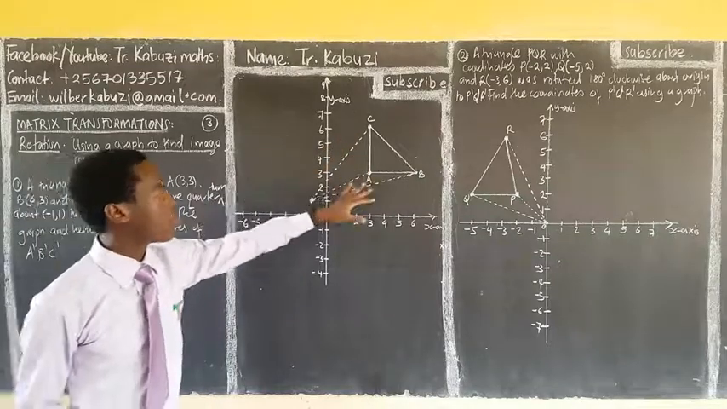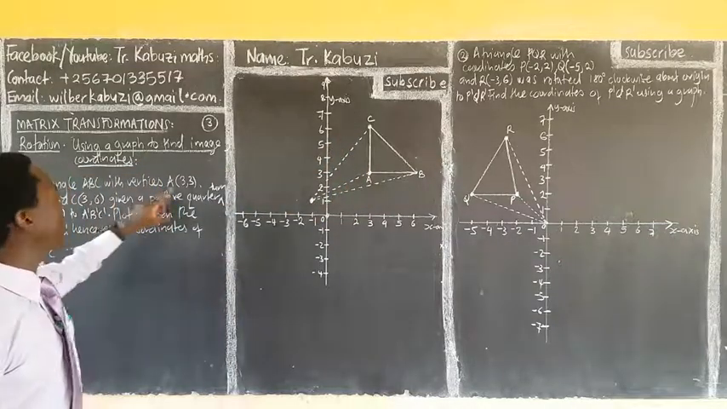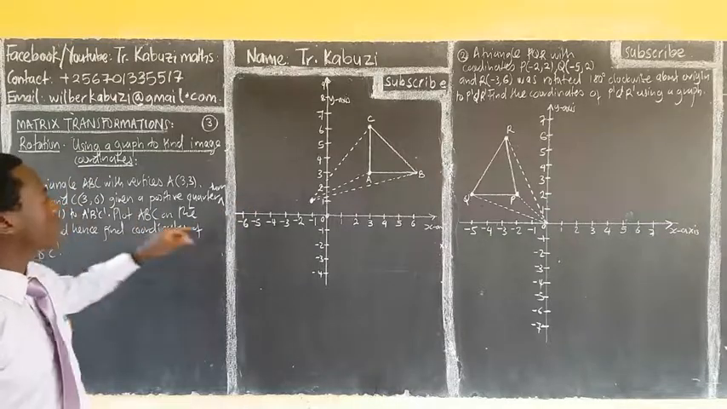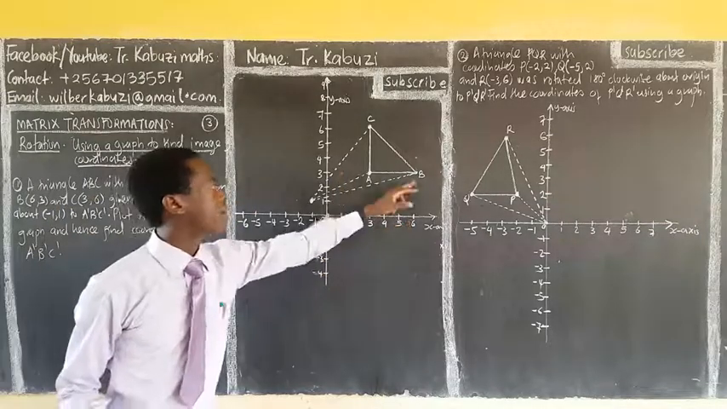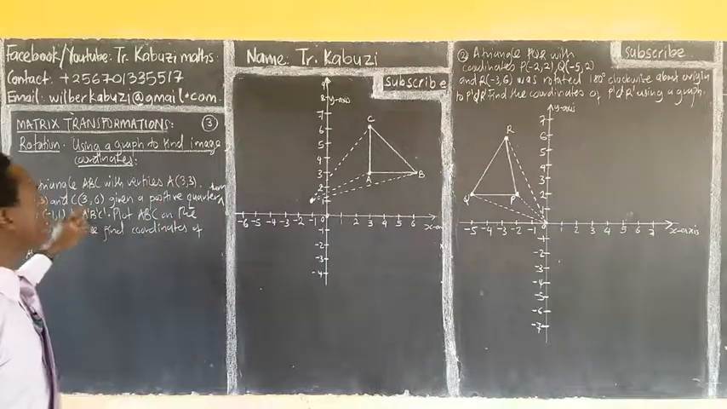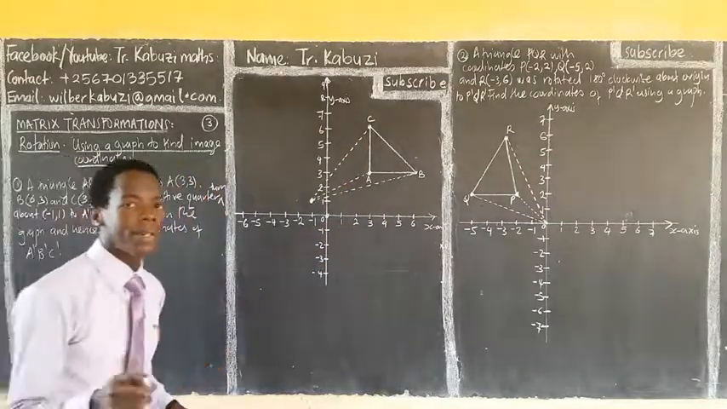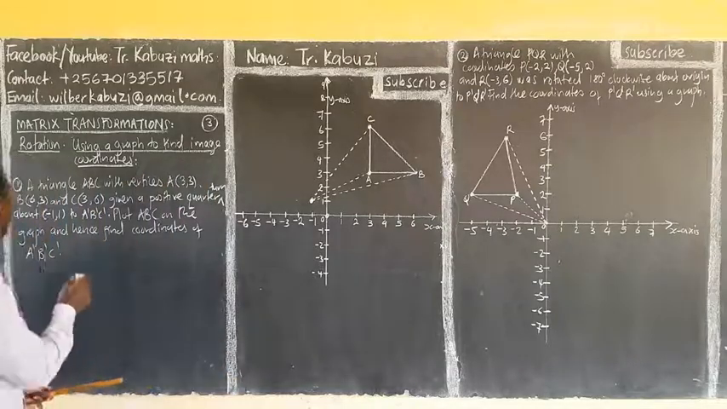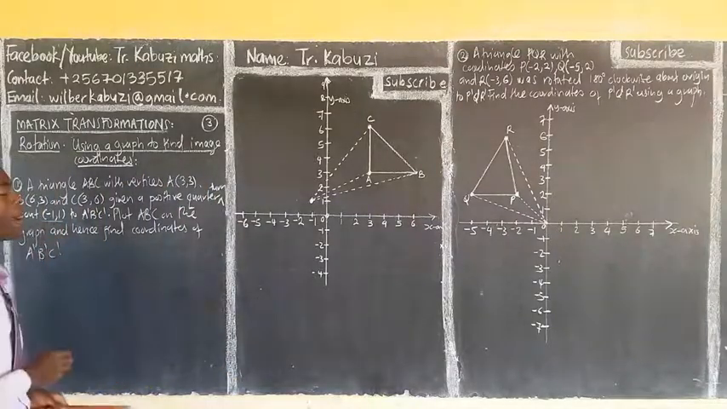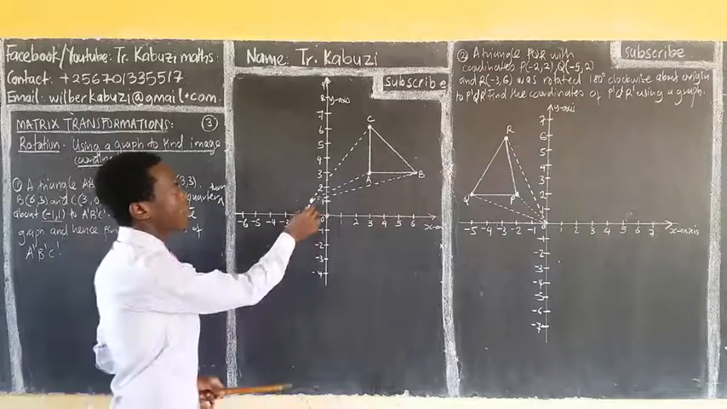So you first put your triangle. Your A is (3, 3) there. Then your B is (6, 3). Then your C is (3, 6). Now, after plotting, you trace your point of rotation. So my point of rotation is (-1, 1).